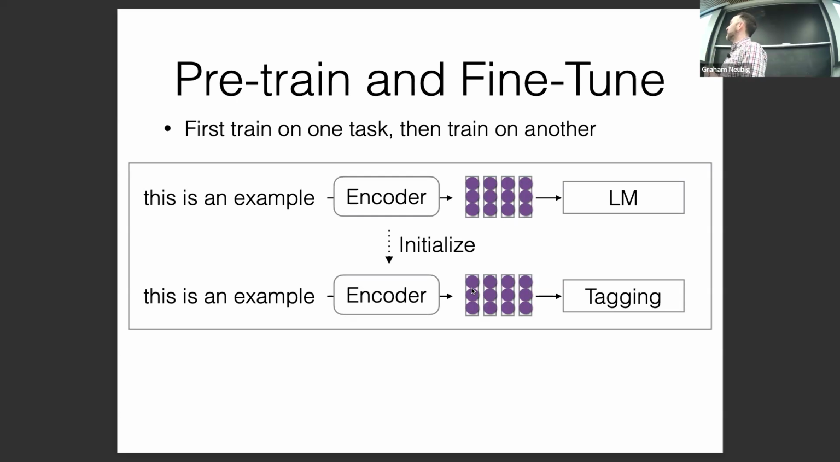So does anyone have an idea why you might not want to do this? This is a trickier question. Any ideas? Or to put it in a different way, why you might want to do standard multitasking instead of this? Yeah. If you don't have much tagging data, for example, then you might consider doing more... So I think this is a good point.